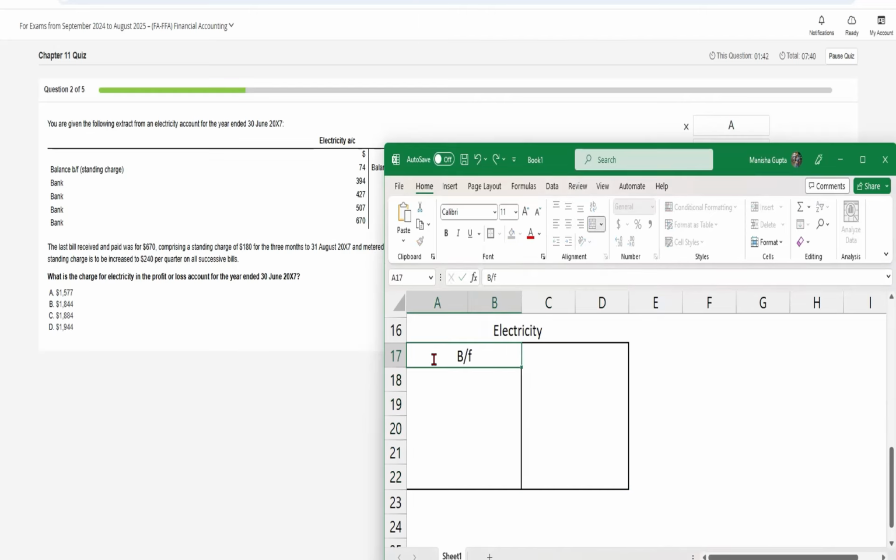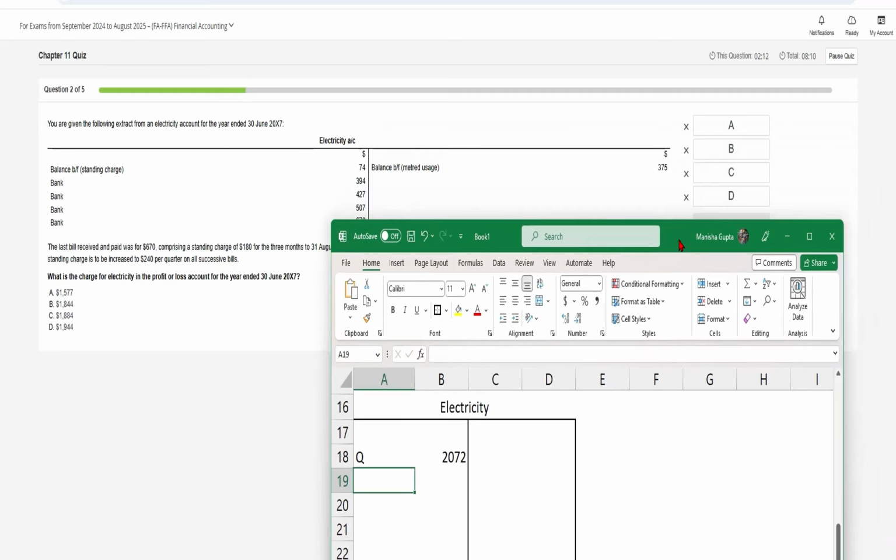So what are the debit side balances given in the question? Let's forget the brought forward for now. We will simply write the debit balances given in the question. As per the question, it's 74. Then you have 394. Then we have 427. Then 507. Then 670. All right. So our debit balance is 2072. Now what is the credit balance as per the question? It's 375. All right. Now the twist is in the last sentence.